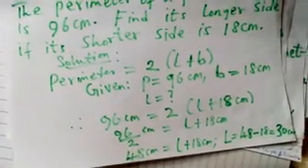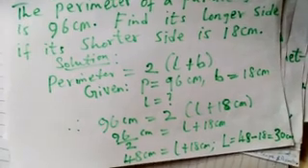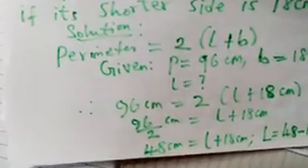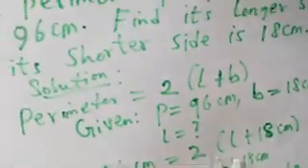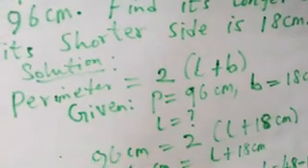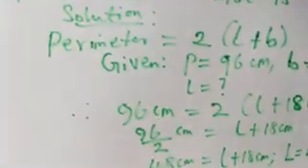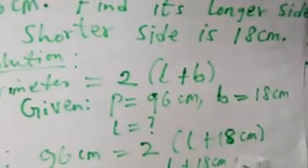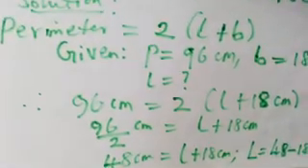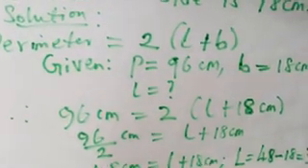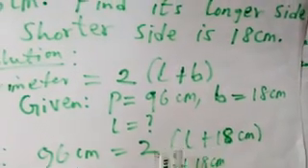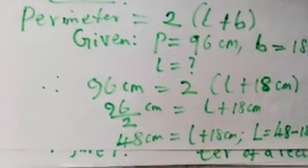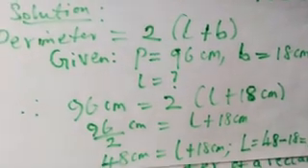You can use 2 to multiply the terms inside the bracket. 2 times L is 2L. But here, what I do is use 2 to divide through. Divide both sides by 2. If you divide both sides by 2, you are going to have 96 divided by 2 equals L plus 18. I did not use 2 to open the bracket; I divide both sides by 2. 96 divided by 2 will give you 48. Here, if you divide both sides by 2, these 2 will cancel out. So what you have left is L plus 18. So now you have 48 equals L plus 18 centimeters.